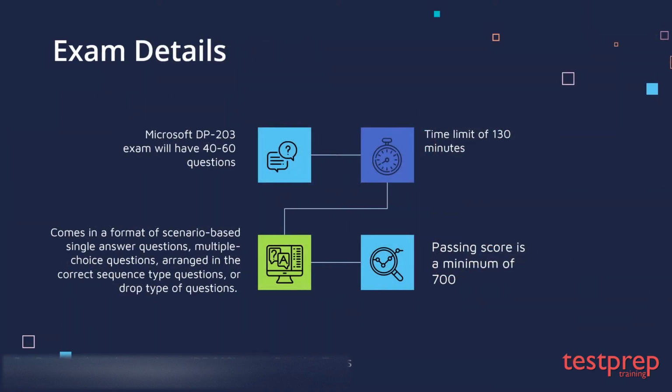Microsoft DP-203 exam will have 40 to 60 questions that can be in a format like scenario-based single-answer questions, multiple-choice questions, arranged in the correct sequence type questions, or drop type of questions. There will be a time limit of 130 minutes to complete the exam, and the passing score is a minimum of 700. Further, the Microsoft DP-203 exam will cost $165, and the exam can be taken in only the English language.